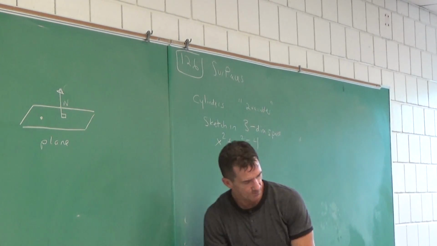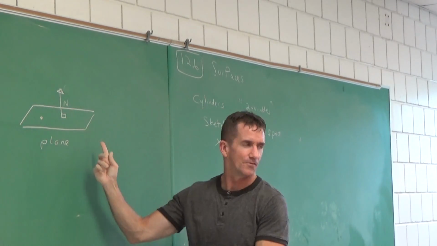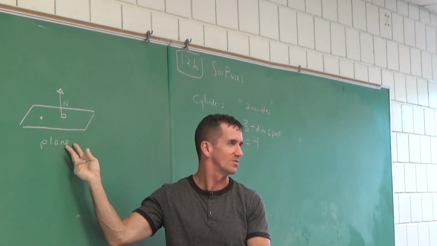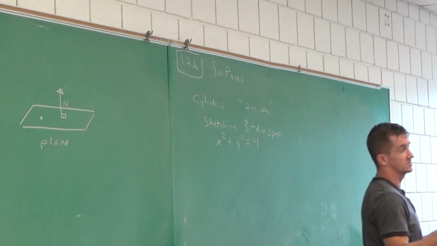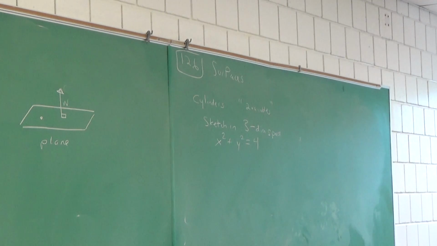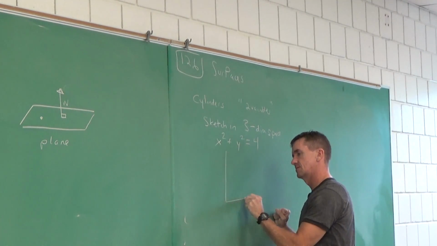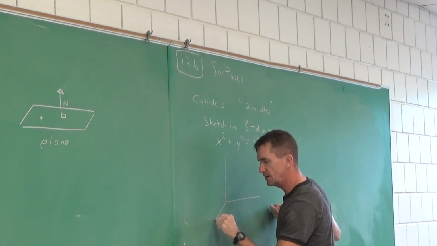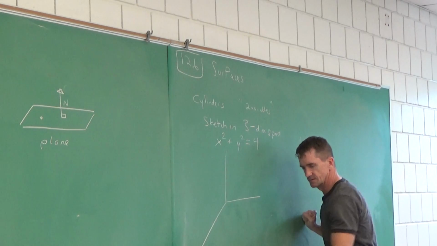Whoops, I can't say it's always the case, because for a plane, what if one of the coefficients is 0? Then you only have 2 letters. But usually when you see these 2 letters, you're thinking, oh, this is a cylinder. So now we're going to sketch this. It's not a circle? No, because it's in 3-dimensional space. Well, what letter's missing? Z.